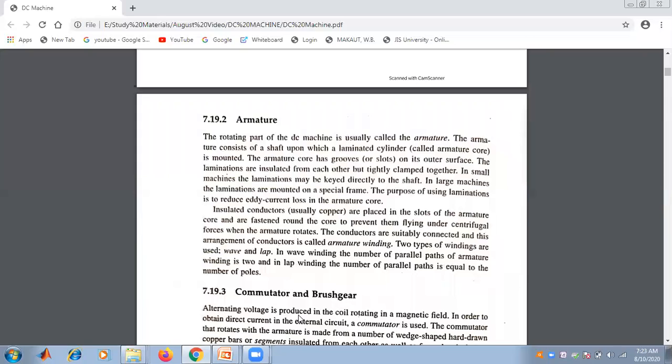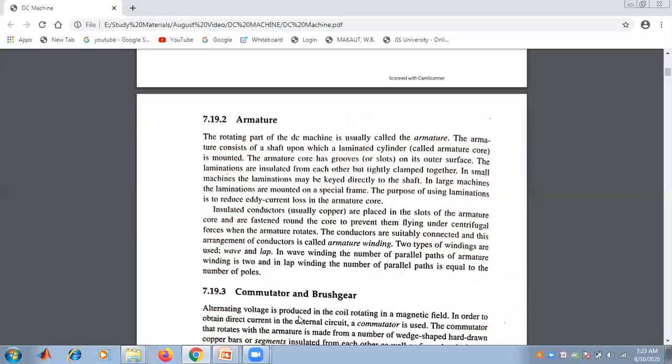The second is the armature. The rotating part of a DC machine is usually known as the armature. The armature consists of a shaft upon which a laminated cylinder called the armature core is mounted. The armature core has grooves, called slots, on its outer surface. The laminations are insulated from each other but tightly clamped together.